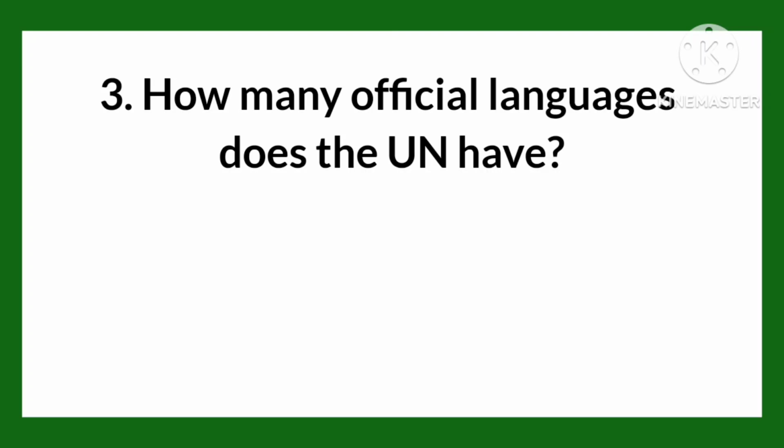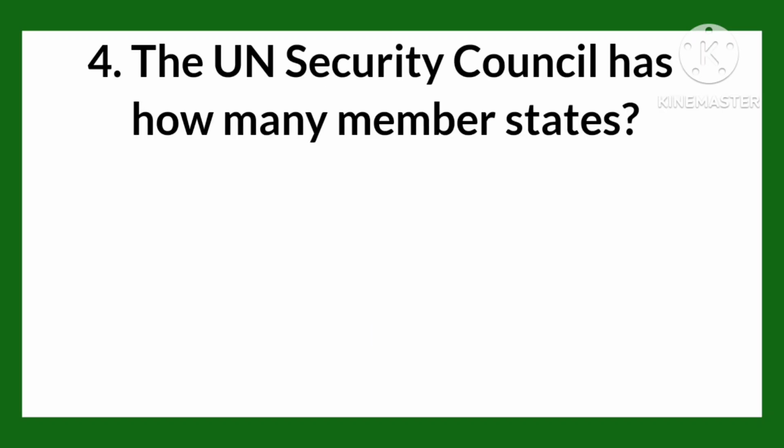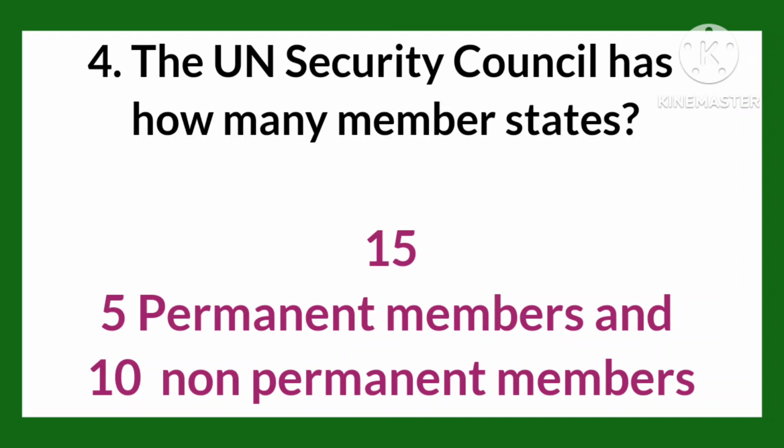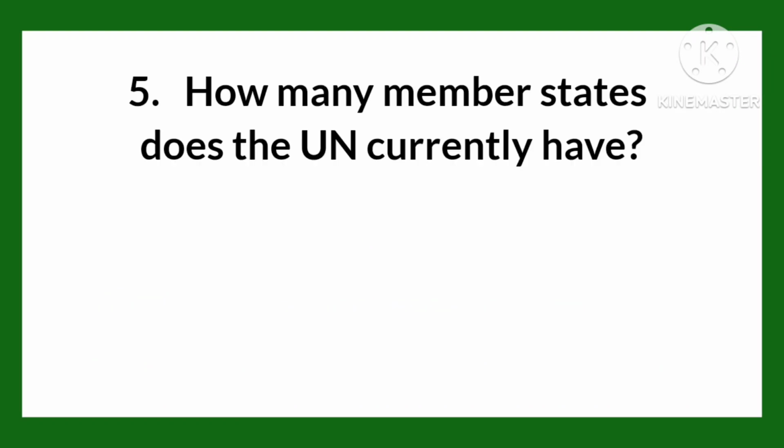Third question. How many official languages does the UN have? Answer: 6 official languages. Fourth question. The UN Security Council has how many member states? Answer: 15. 5 permanent members and 10 non-permanent members.